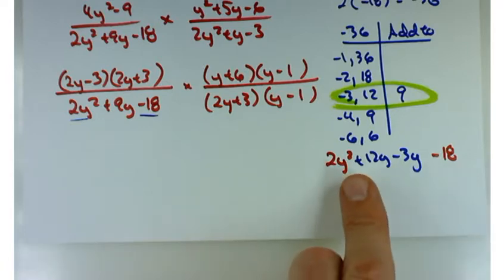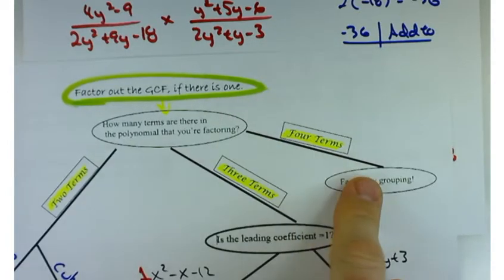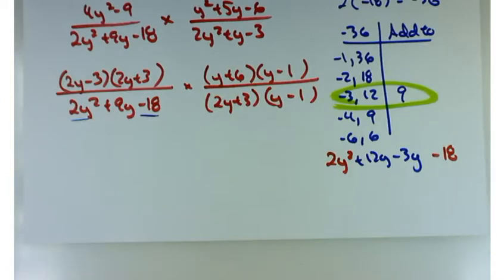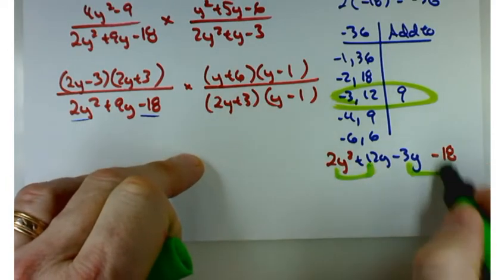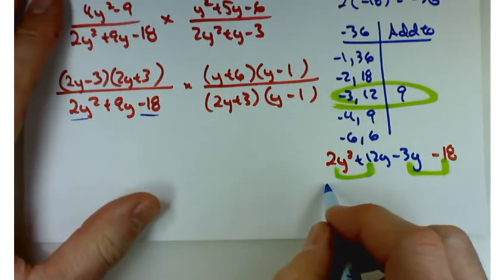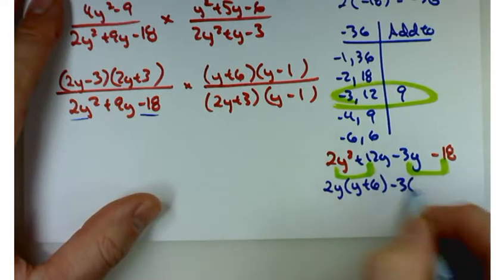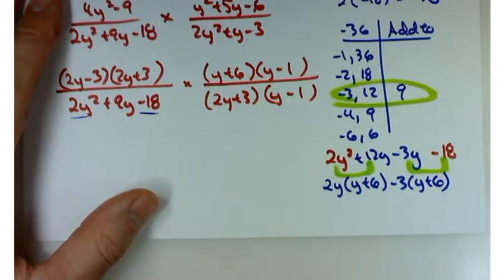But now I've got 4 terms here. Does anyone remember how to factor something that has 4 terms? What should I use? Grouping. Yeah. 4 terms, factor by grouping. So we can factor out the first pair, and from the second pair, so what's in common to the first pair? 2y, thank you. Leaving behind y plus 6. And then minus 3 times y plus 6.